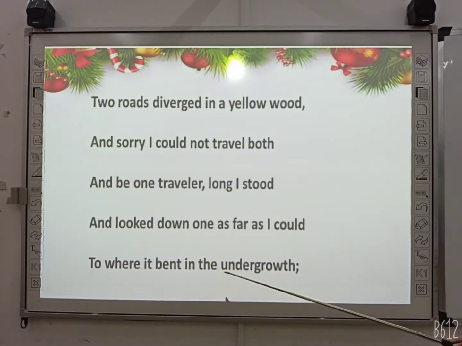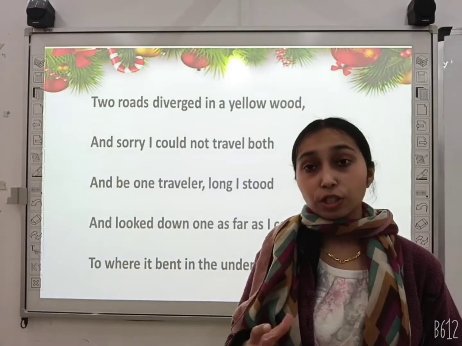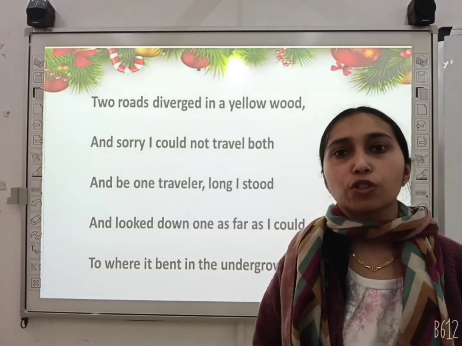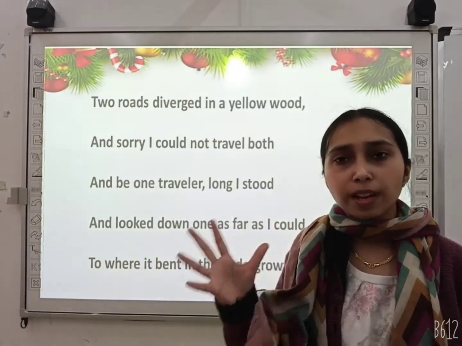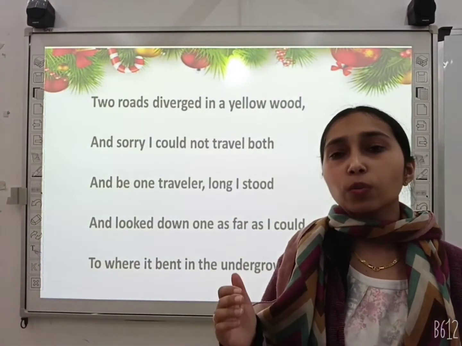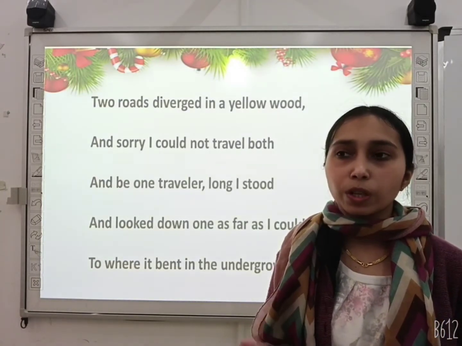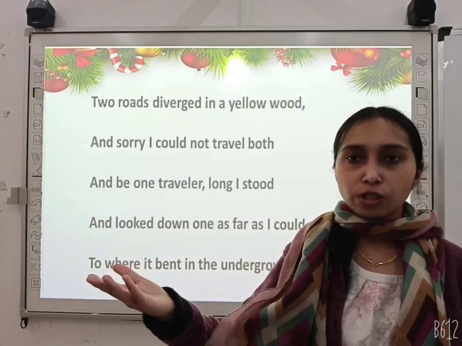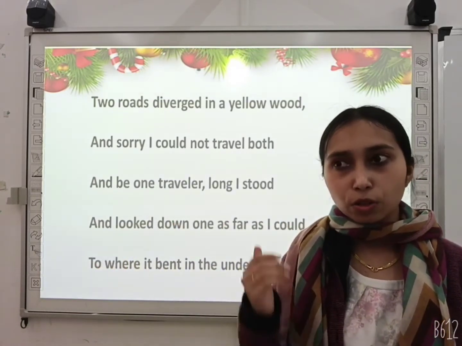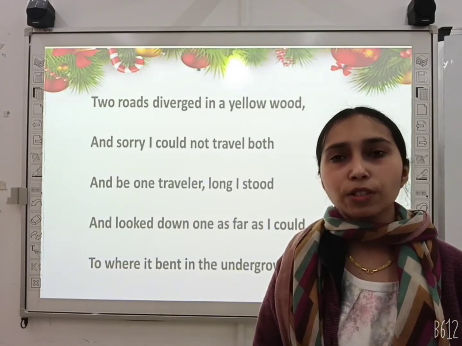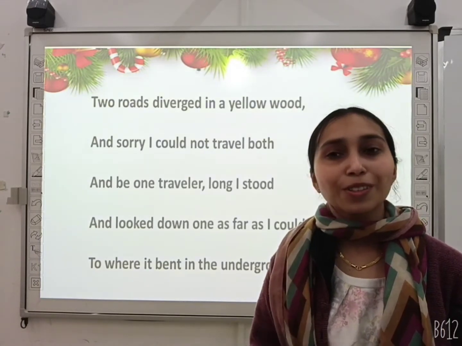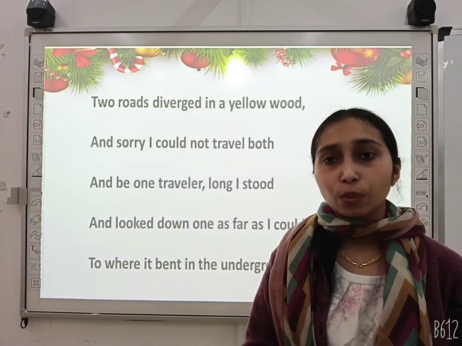To where it bent in the undergrowth. So here, as I told you previously, the poet is standing. You need to imagine this. The poet is standing in front of the diverged roads, and he is analyzing both the roads. He's saying which is the best road and which is the road he has to take. He says that he is able to see the road for quite a long time, to a considerable distance, but after that he's not able to see. So which is the place?